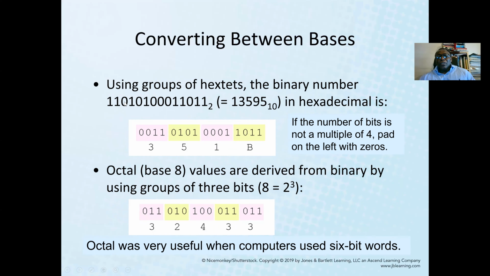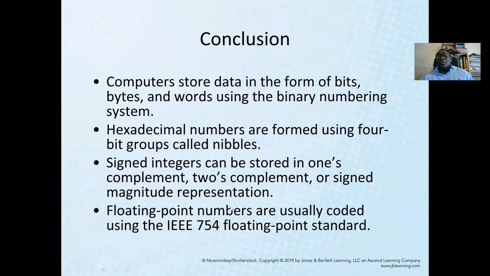This binary number is given to us, and they say we should convert it to hexadecimal. So what I did, hexadecimal is 4 bits, so we break it into 4. And I'll look for the value for 0011, which is 3, 0101 is 5, 0001 is 1, 1011 is 11, which is B. Then in octal, we said it to be 3 bits. So we divide it into 3 bits, and we get 32433. So those are other techniques we can use.